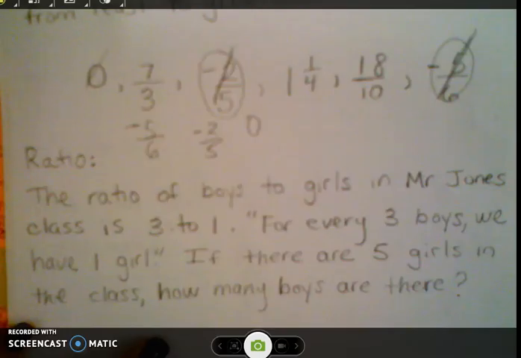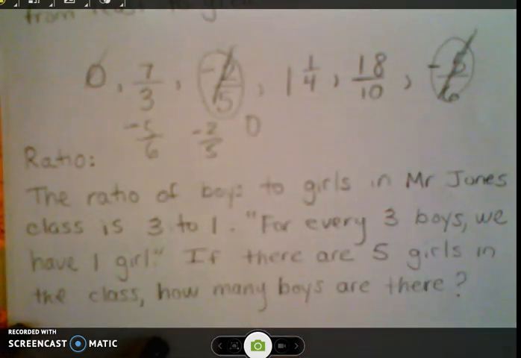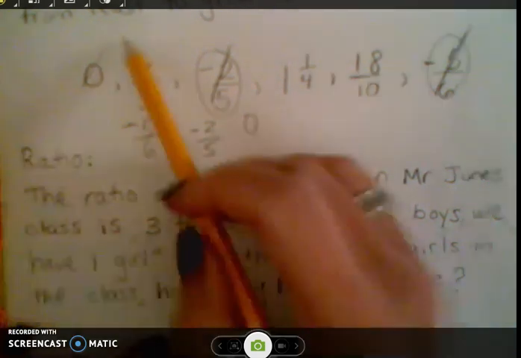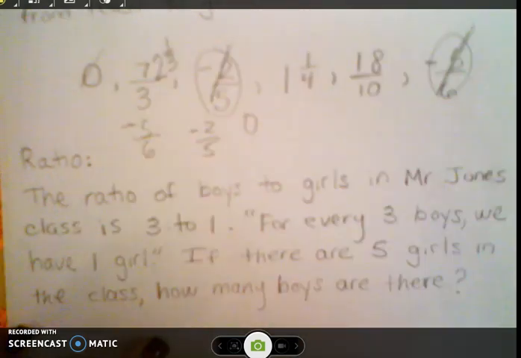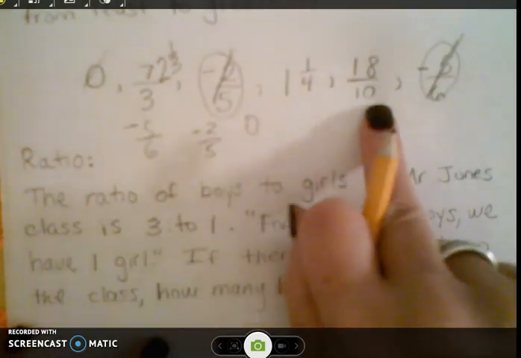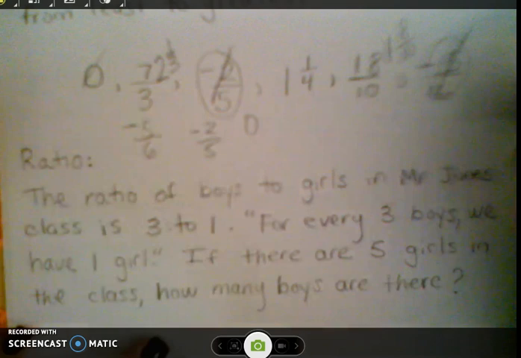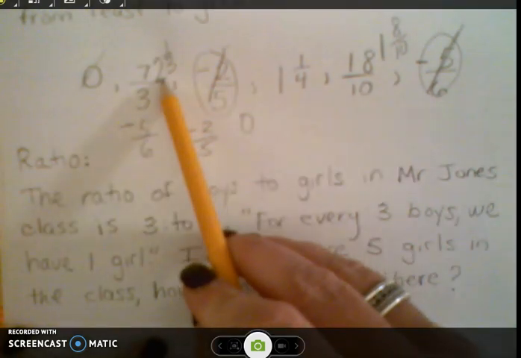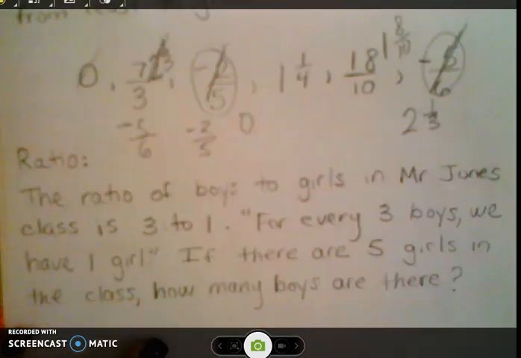All right, so now let's think about the positive side of our number line: 7/3, 1 1/4, and 18/10. I want to get these all in the same format, so to help me think about them, 7/3 I know is the same as 2 1/3, and 18/10 is the same as 1 whole and 8/10. Putting them into mixed numbers helps me think about them. It also helps me see that 2 1/3 is my greatest number out of my set.